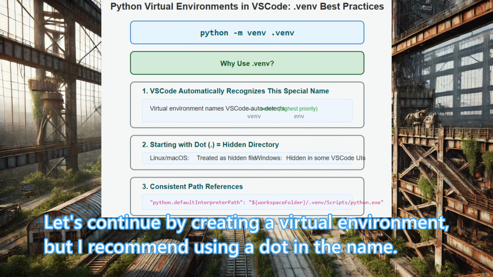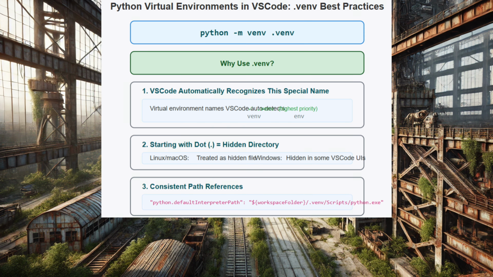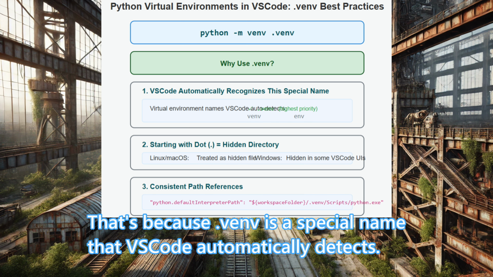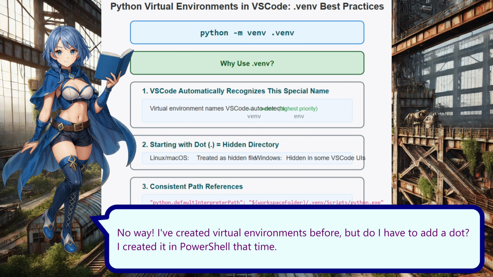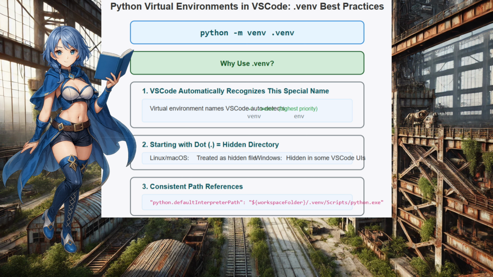Let's continue by creating a virtual environment, but I recommend using a dot in the name. That's because .venv is a special name that VS Code automatically detects. No way! I've created virtual environments before, but do I have to add a dot? I created it in PowerShell that time.